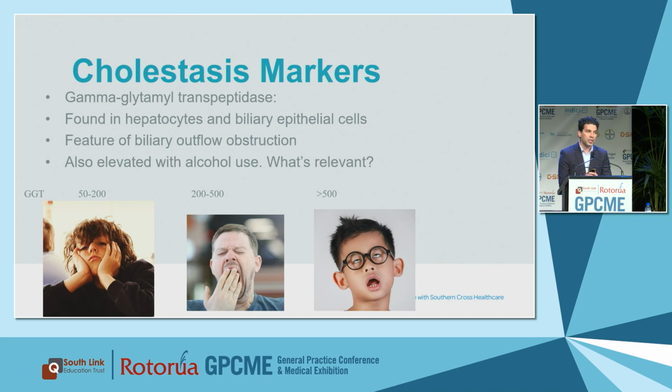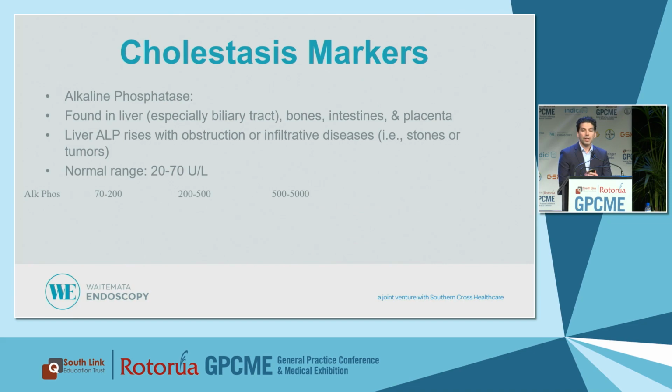Nobody's died from a GGT of 5,000. So it basically doesn't really become relevant. The only relevance is that my pearl is GGT is useless, but sometimes you can use it in combination with alkaline phosphatase. So if your GGT and alkaline phosphatase are up, that's a great idea that something's happening with the biliary tree. But you can also find it in bones, intestine, placenta, or when people are pregnant. So it can rise with obstructive disease, stones or tumors.